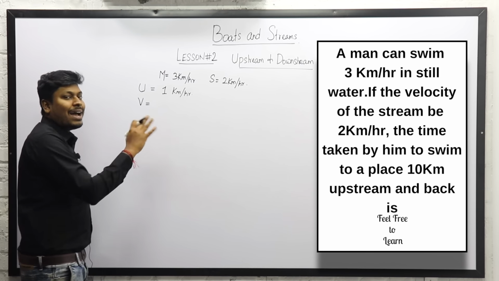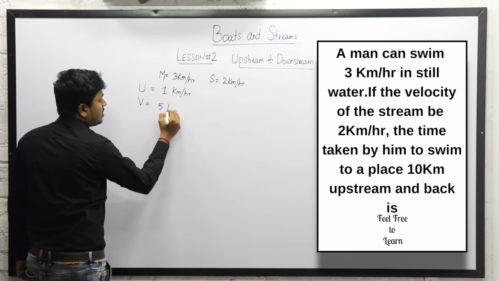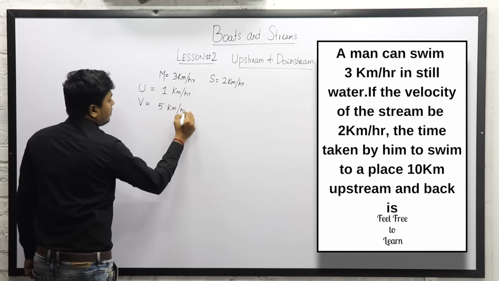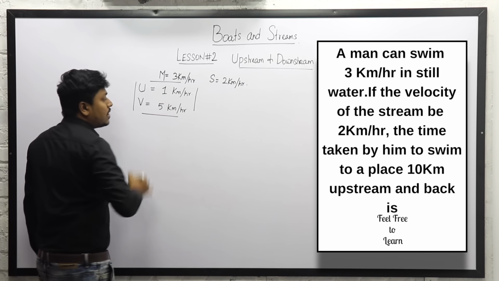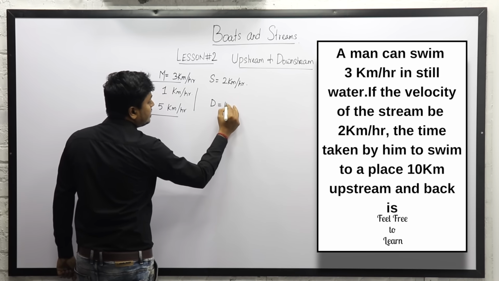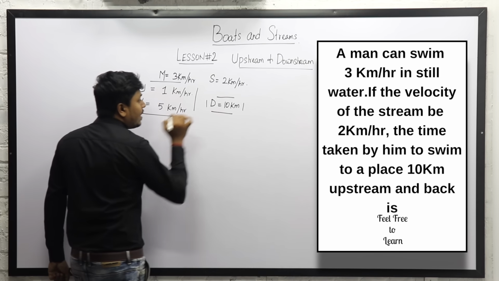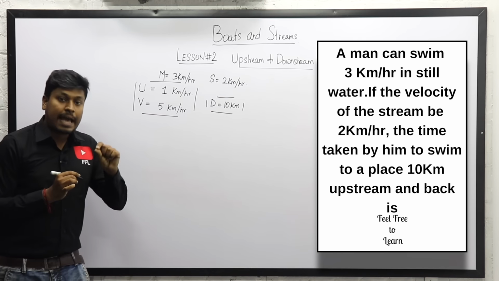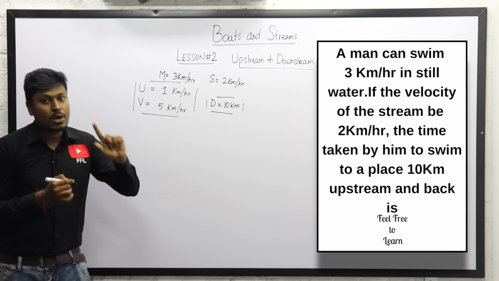Here they are talking about the man and the stream, so add both speeds. 3 plus 2 will be 5, which is 5 km per hour. So finally we found the upstream speed as well as the downstream speed. And we also know the distance, that is 10 km. So by using all these values, our target is to find the time taken to go upstream and also come back, which is called downstream.